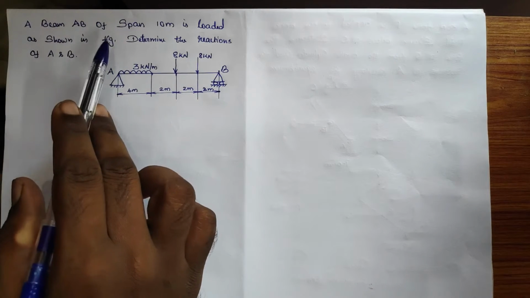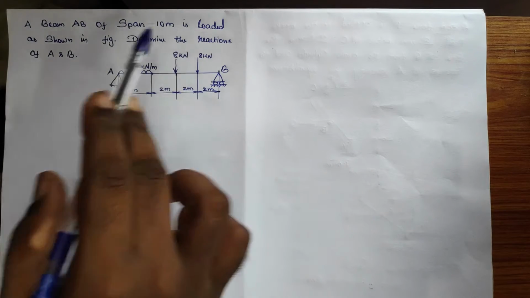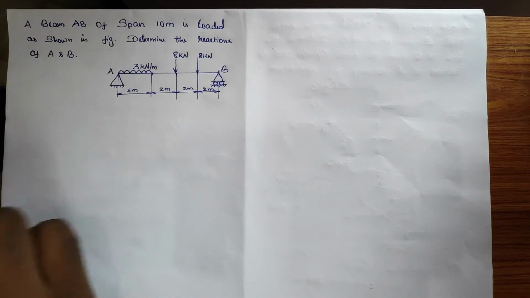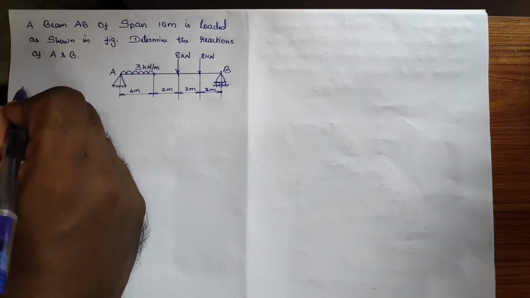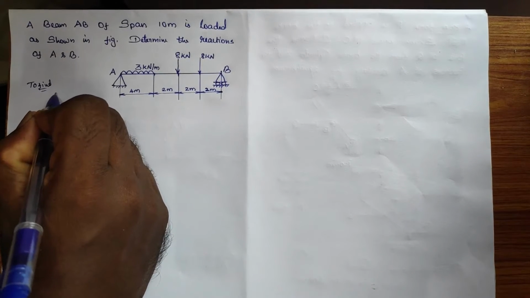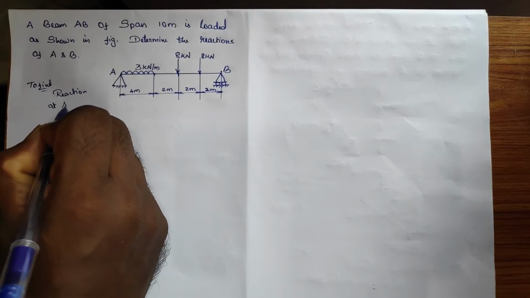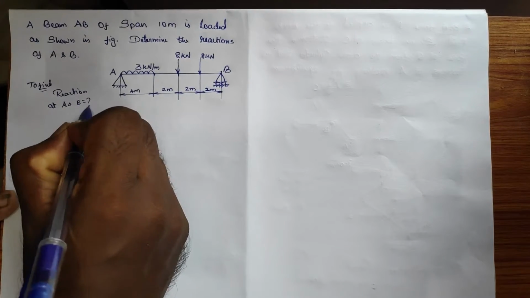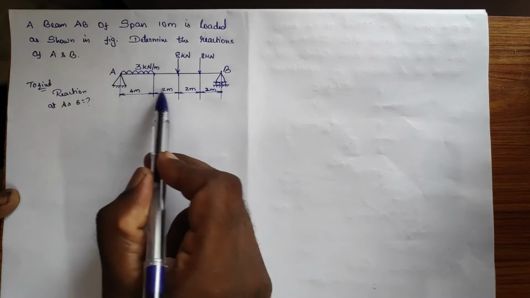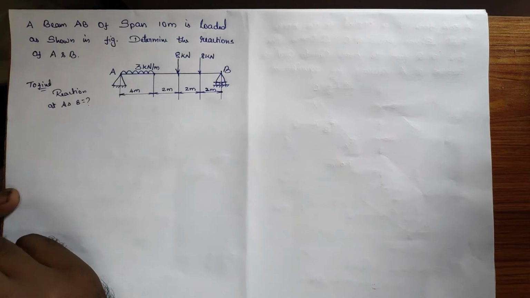A beam AB of span 10 meter is loaded as shown in figure. Determine the reactions at A and B. Okay, so we're going to find the reaction at A and B. This is what we're going to do, and this is the arrangement. This is the 10 meter span beam AB, right?